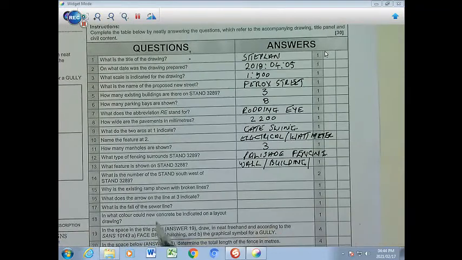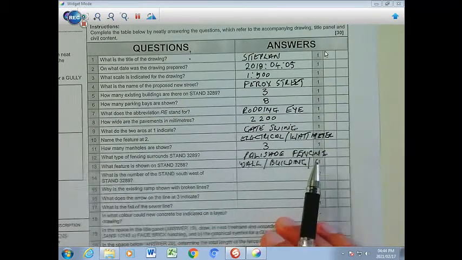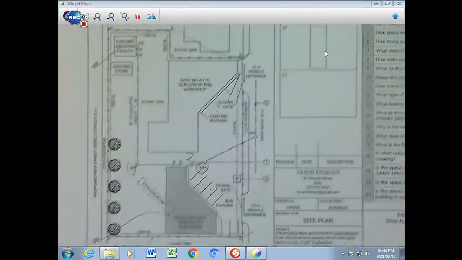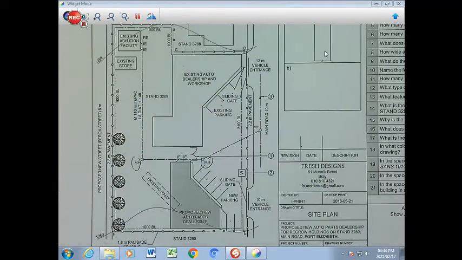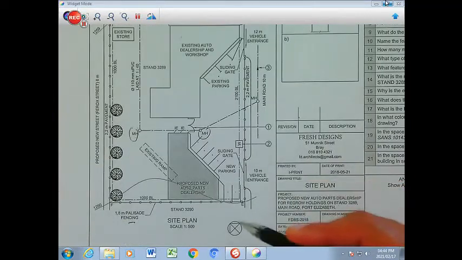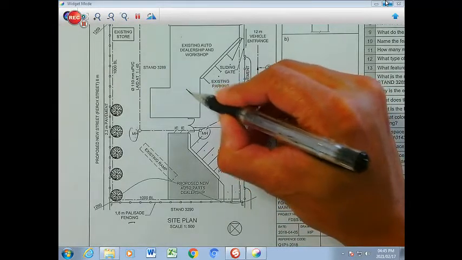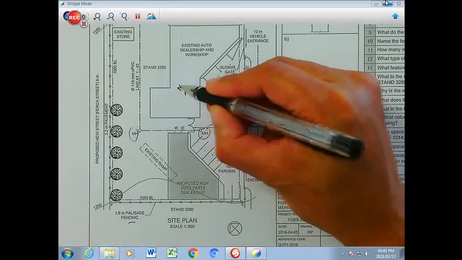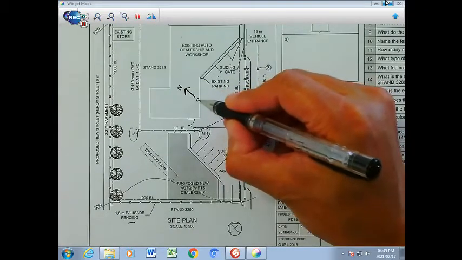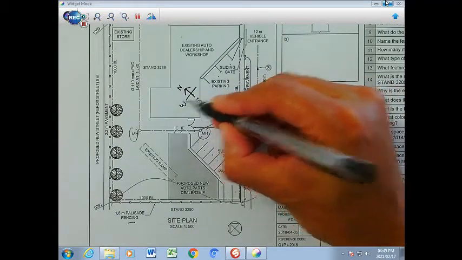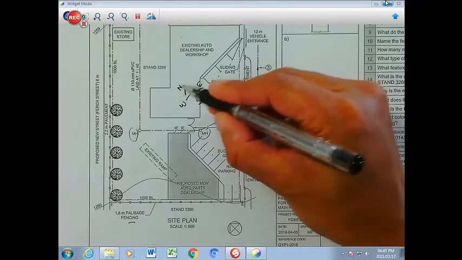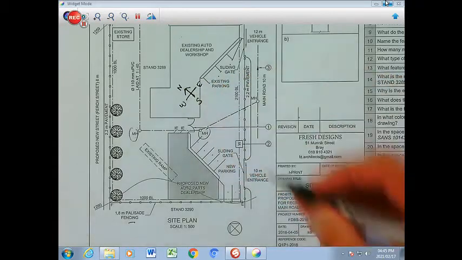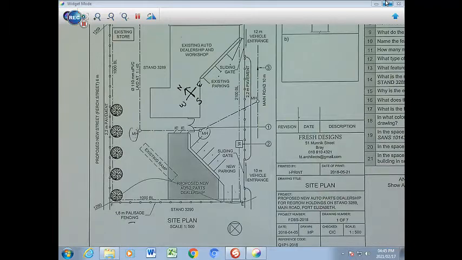Okay, so let's go to the next one. What is the number of the stand southwest of stand 3289? Southwest. So this is more a higher order to middle order question. So we need to identify this symbol here. That's the north symbol. I'm going to place that symbol right there, with that being north, and obviously the opposite being south, and I'm going to cross it with west on my left and east on my right if north is at the top.